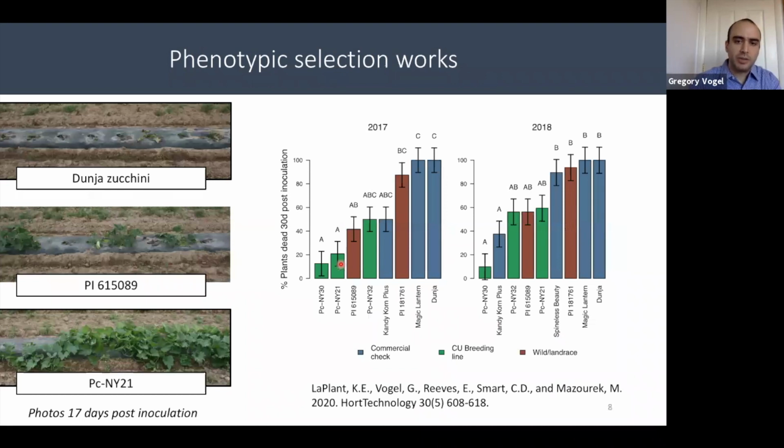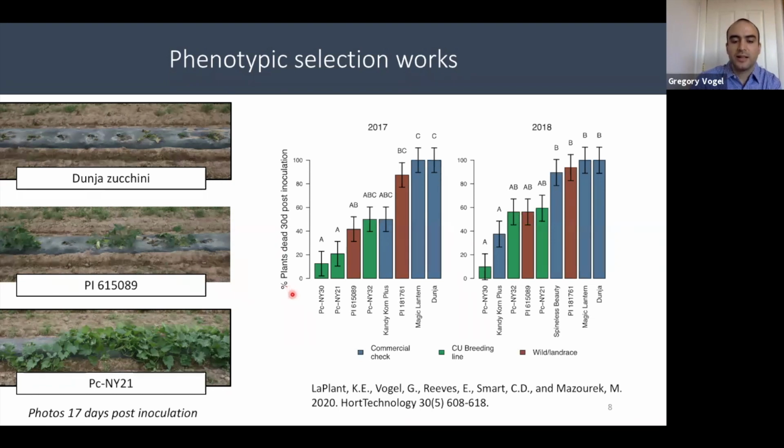So I collaborated with Kyle LaPlante in Michael's lab to evaluate some of these breeding lines in field trials in 2017 and 2018. And what we found was that the phenotypic selection for Phytophthora root and crown rot resistance really works. If you look on the left and look at the top, you'll see a commercial zucchini check. These photos were 2 weeks after inoculation. If you can't see anything there, it's because all the plants are dead at that point. And if you compare that to PI 615089, that's that source of resistance I mentioned earlier, or one of the breeding lines that was generated as a result of this work, you see really strong differences.